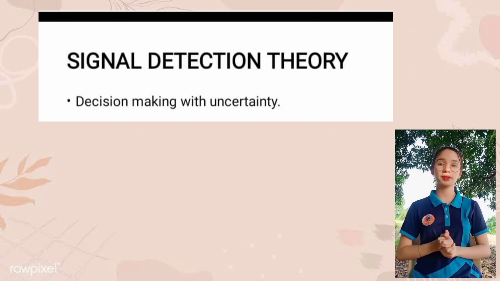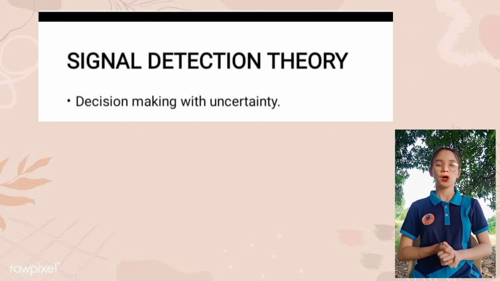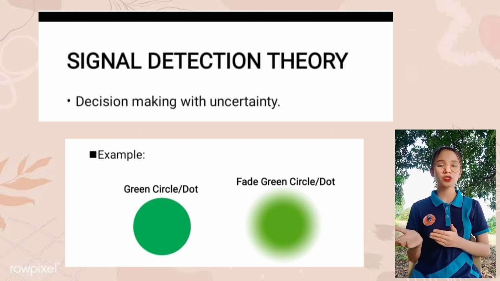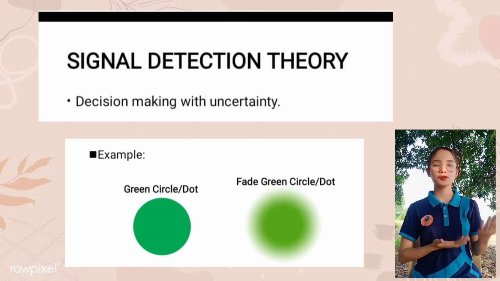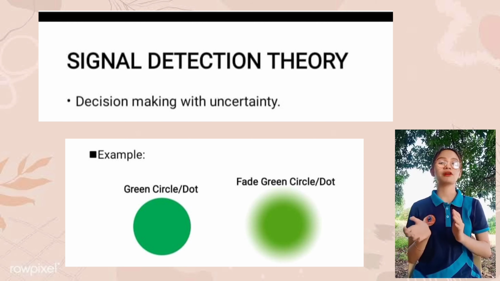Now I'm going to give you an example to clear your mind about what signal detection theory is trying to do. Okay, so I want you to look at your screen right now and tell me if there's any change. It's pretty obvious that I put up this bright green circle. Okay, now keep looking at your screen and try to notice any changes. As you observe, I put up a faded green dot or circle as compared to a bright green circle or dot. Now, the bright green dot is a very strong signal, while the faded green dot is a very weak signal.